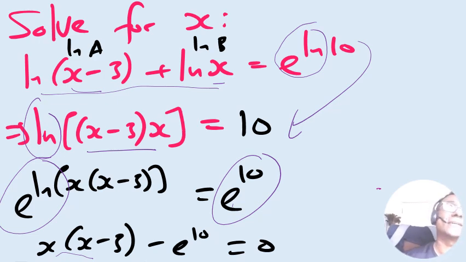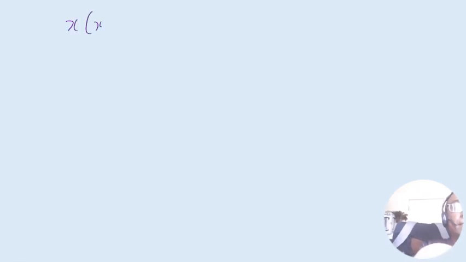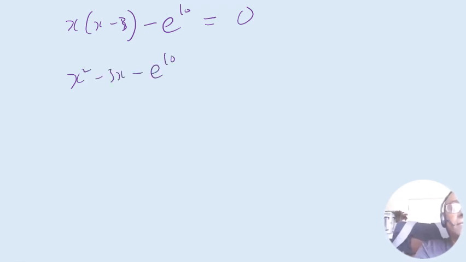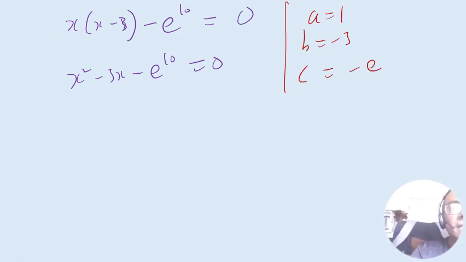We have a quadratic equation, right? Which, of course, cannot be factorized. So if I want to go back, I'd forgotten it's x into x minus 3, yes? Minus e to the power 10 equals 0. So that becomes x squared minus 3x minus e to the power 10 equals 0. And we could say, well, if this is now a quadratic, then we know that a is 1, b is minus 3, and c is this very strange number, e to the 10.